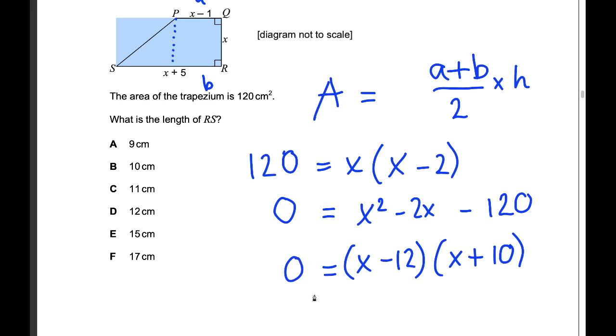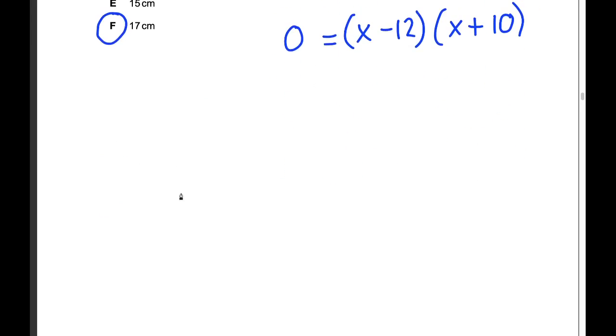So that gives me two solutions. x is either 12 or x is minus 10. You can't have a height of a trapezium that's negative, so the actual height is 12, and RS is 12 plus 5, which is 17. So a lot of people will write down 12 here at this point. They think they've solved the quadratic, therefore they've got the solution. Be careful, read the question, it says RS. Okay, moving on.